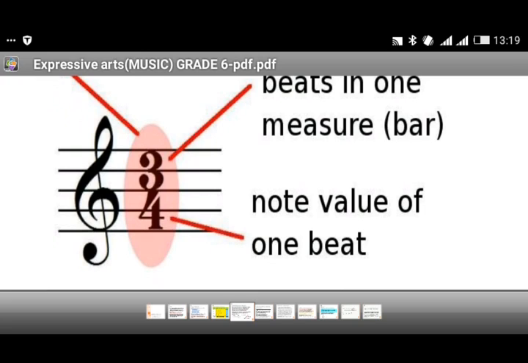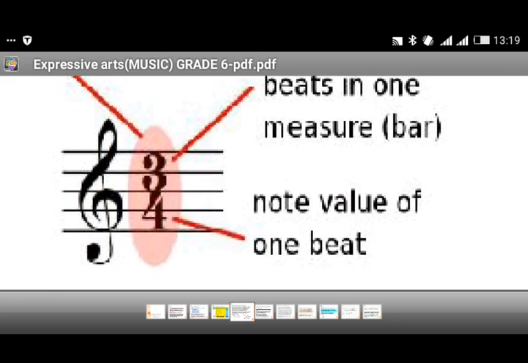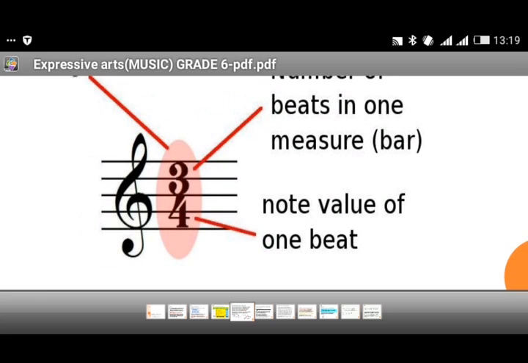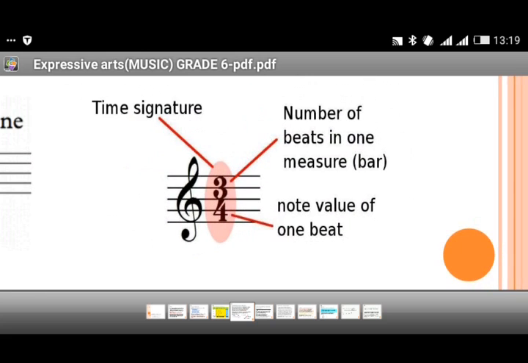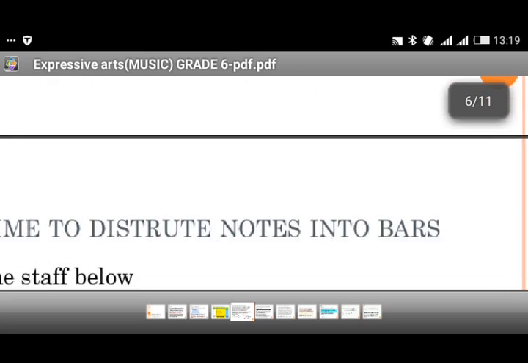So meaning if a piece of music has 4 bars, in each bar or measure you're going to have the number of beats determined by the time signature given. Good. The bottom number we will consider later. For now, the main concern is how to distribute these notes into bars. Now let's get started.